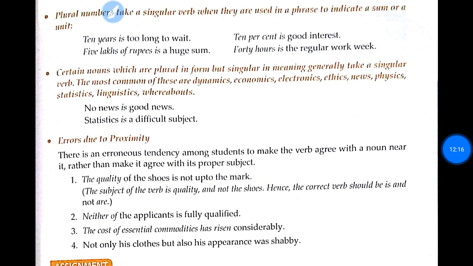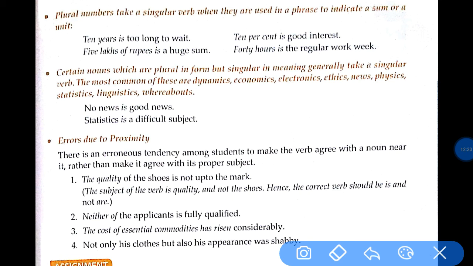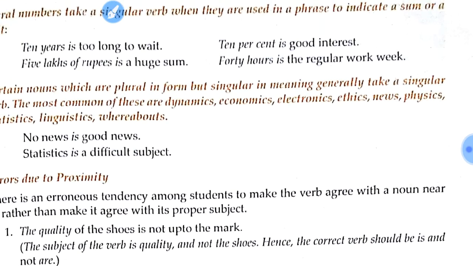Let's see the next rule. The plural number takes a singular verb when they are used in a phrase to indicate a sum or a unit. For example, 10 years is too long to wait. 10 years, a unit, is singular form. 10% is good. See, the unit, that is sum of the unit, that is used. Then we have the next one here.